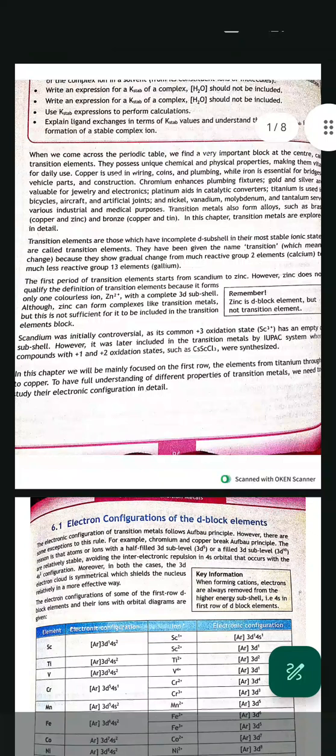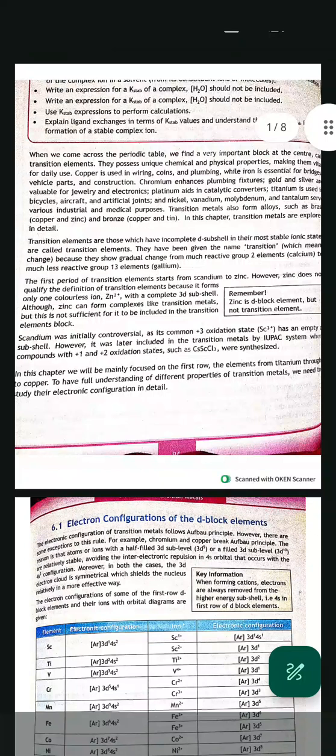The topic we are going to discuss today is all about the transition elements, D block elements. When we come across the periodic table, we find a very important block at the center, which is called the transition elements. They possess unique chemical and physical properties, making them vital for daily use.